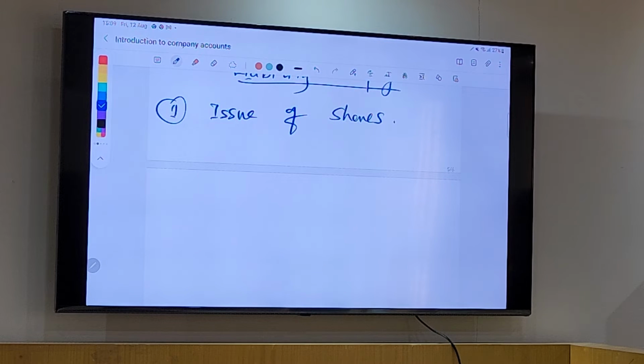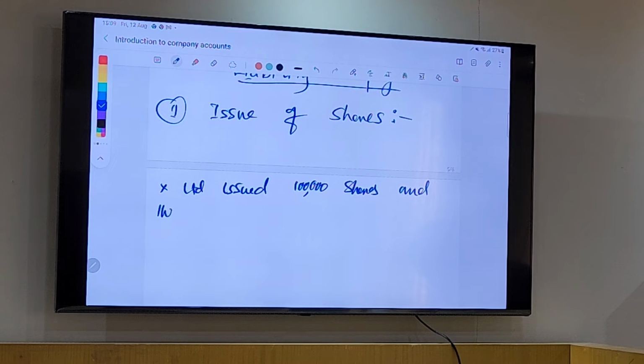First thing is issue of shares. To issue shares, I'll give a small example. Actually, this topic itself is a 2-hour discussion, issue of shares. But I don't want to go into that level, but I will take one small example just to make sure it's a completion. So, X Limited issued 100,000 shares and the price is for that.